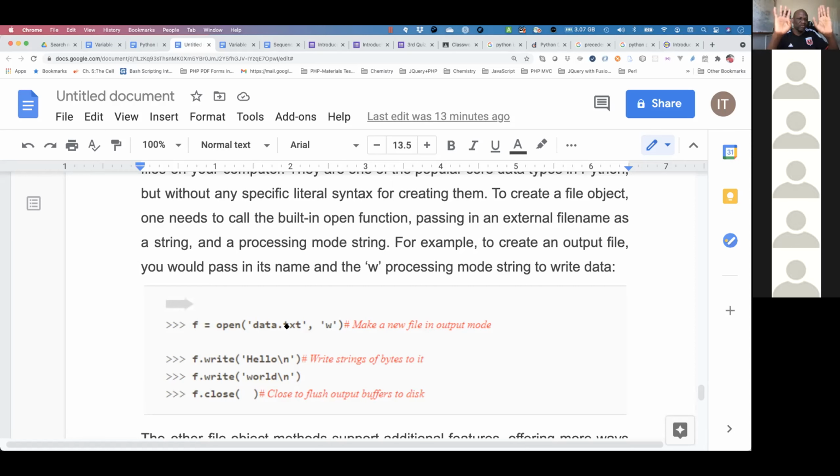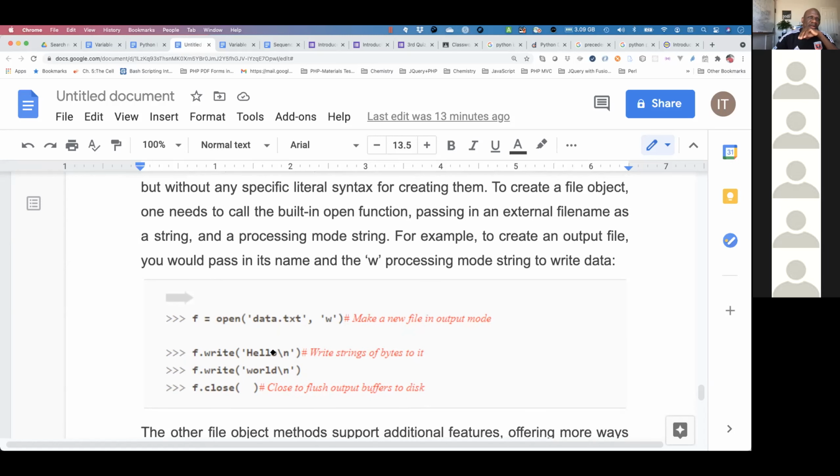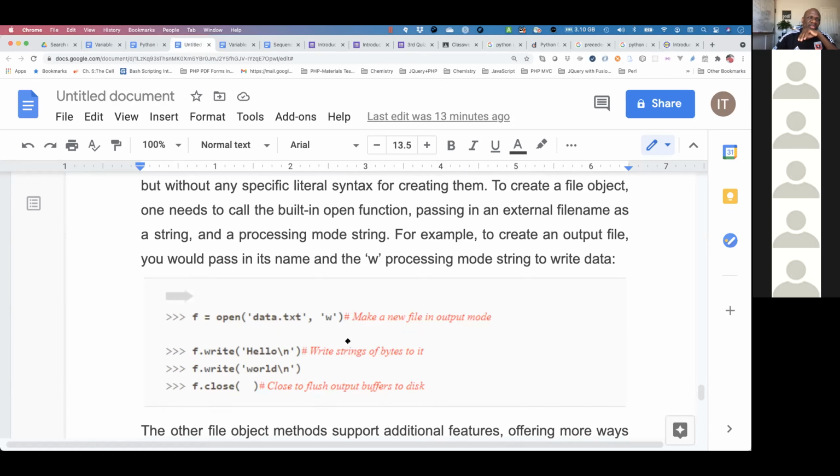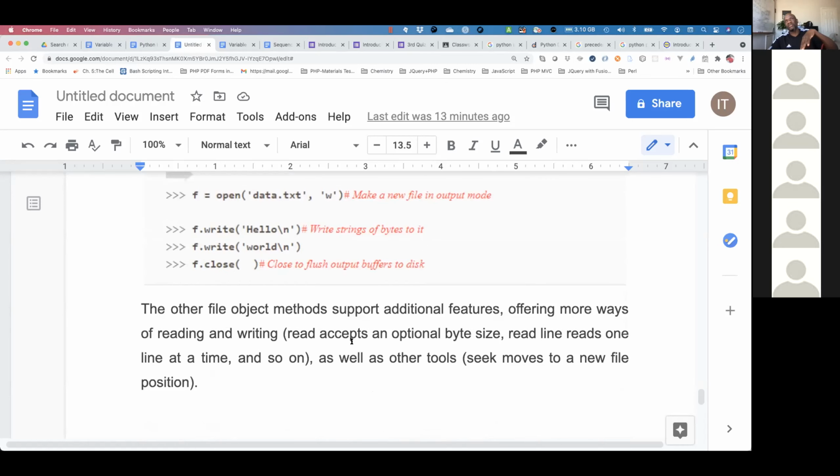This is just a tip of what we are going to learn, but we'll go into detail about the files. So we can say, write the word hello and then the enter key. Once you do that, you close it. Every time you do that, you want to close the file so you preserve any other resource, otherwise it might be wasted.